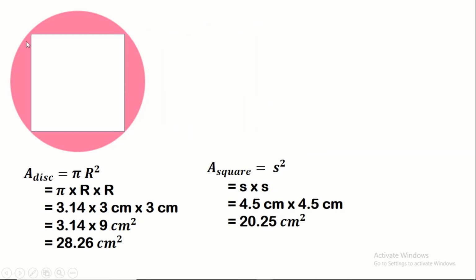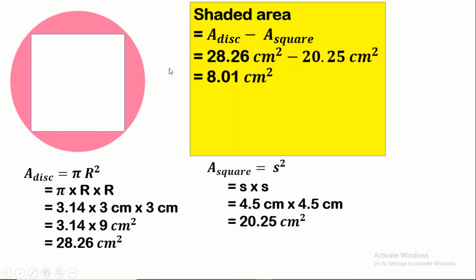Well, if we cut out from this disc a square of the same dimensions, what will happen? Shouldn't the shaded area here be equal to the area of the disc minus the cut area, which is that of the square? So it's 28.26 cm squared minus 20.25 cm squared. We just subtract them to get 8.01 cm squared.